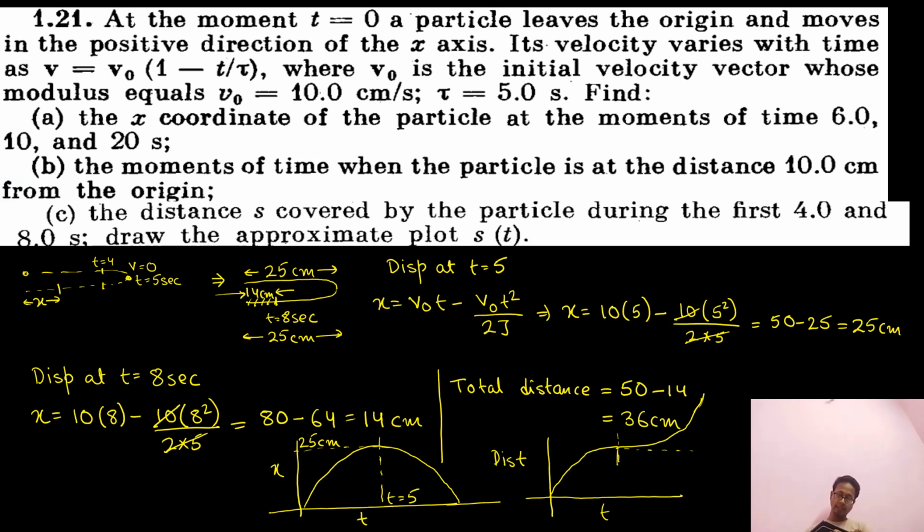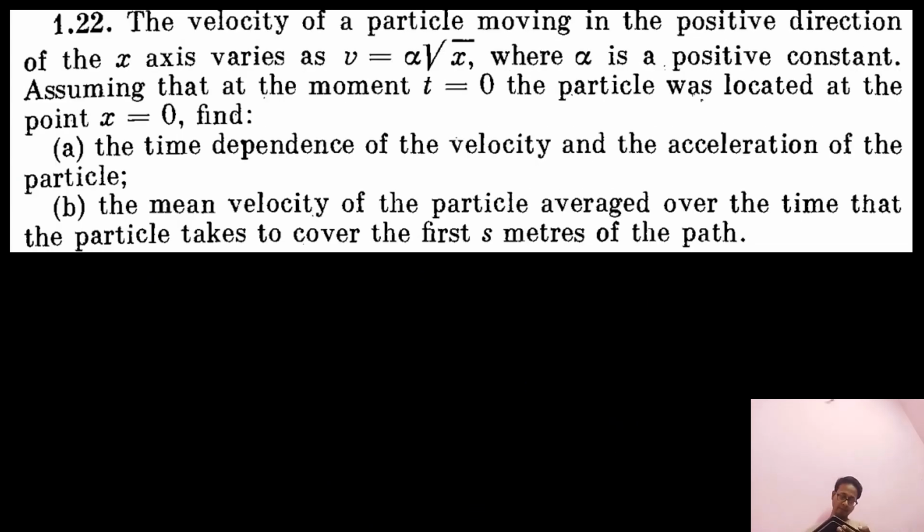So what I actually did was, the graph was like this. I mirrored this part of the graph along this line, and the graph became like this. Okay, let's read this question. The velocity of a particle moving in the positive direction of the x-axis is v equals alpha into root x, where alpha is a positive constant. Assume at the moment t equals 0, the particle is located at x equals 0. Find the time dependence of velocity and acceleration of the particle.